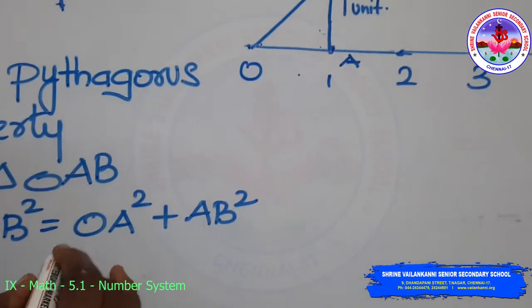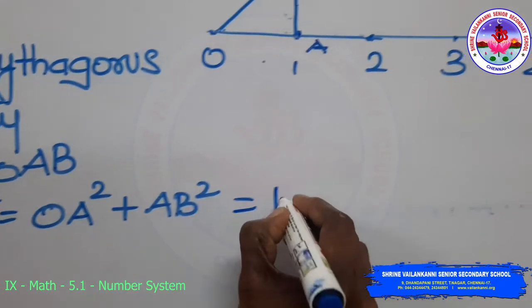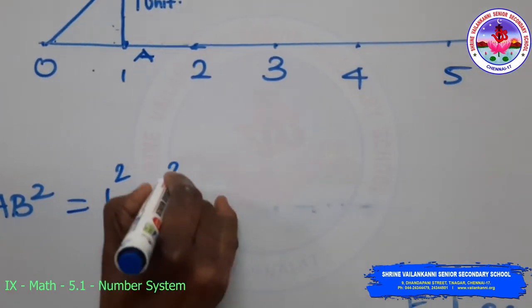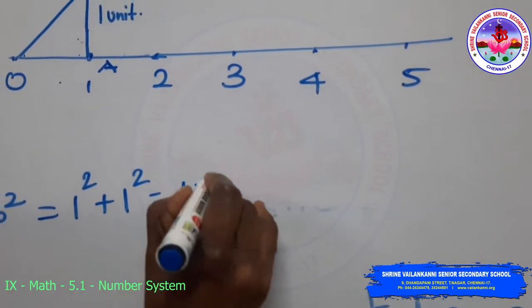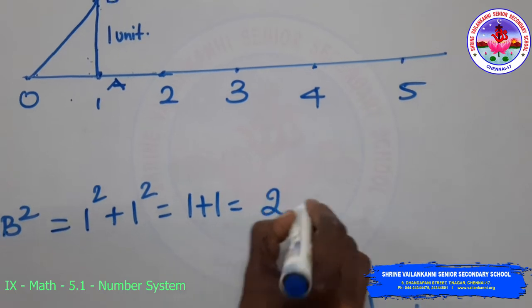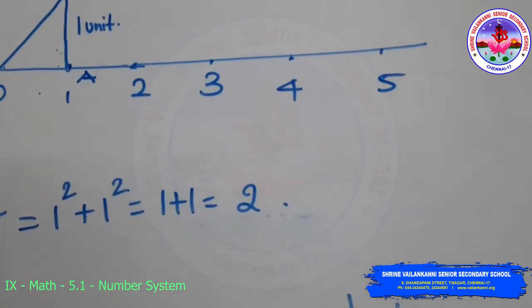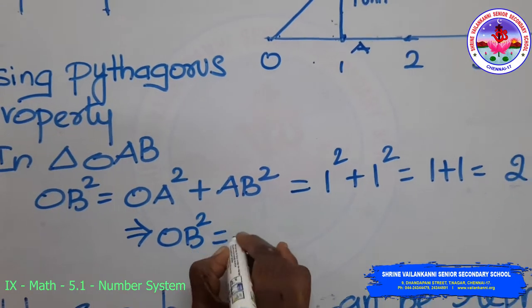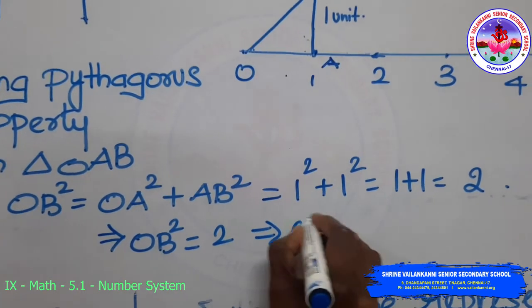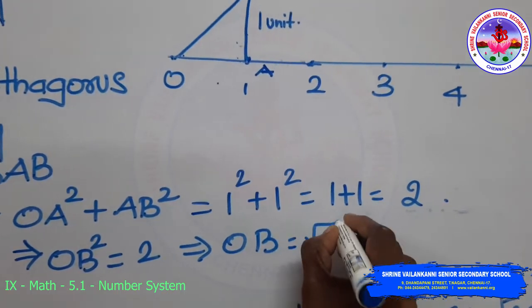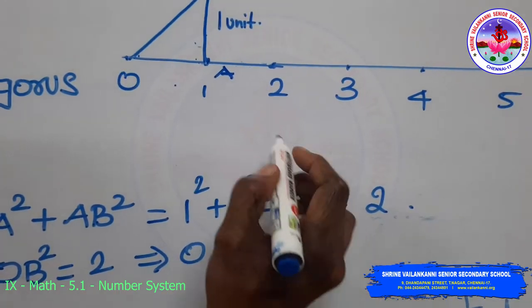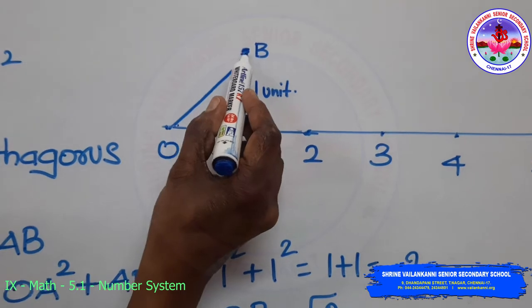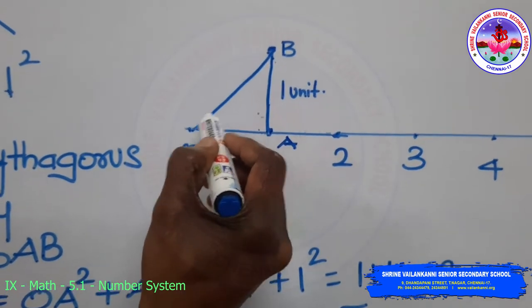So I am going to substitute here, which is equal to 1 square plus 1 square. So 1 plus 1 is equal to 2. So I will get OB square is equal to 2, which implies OB is equal to square root of 2. So in my figure, my OB distance is equal to root 2.